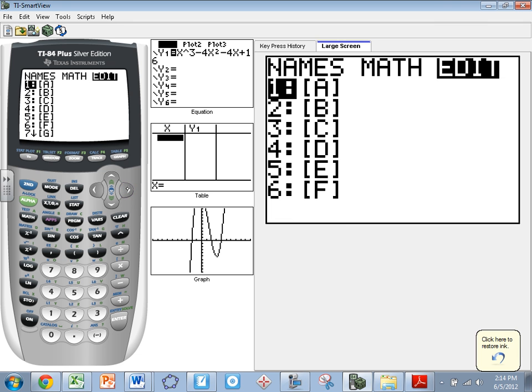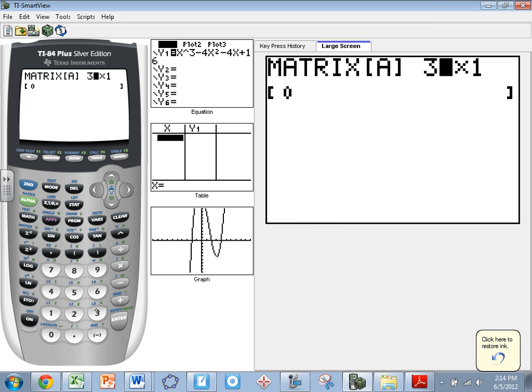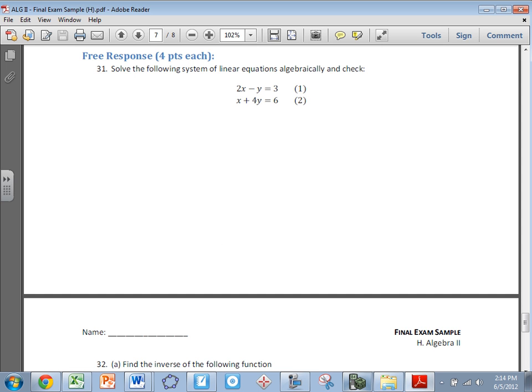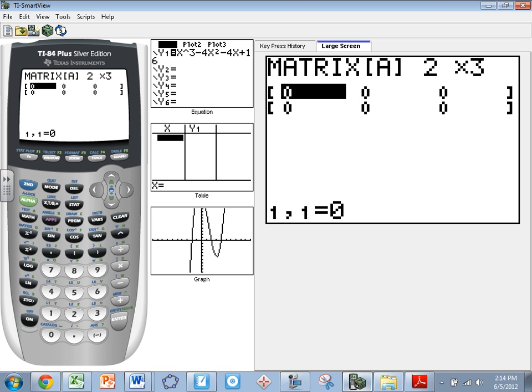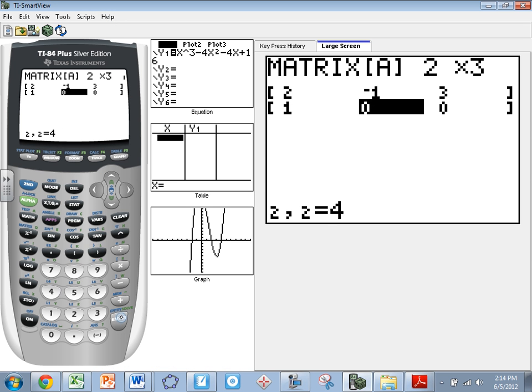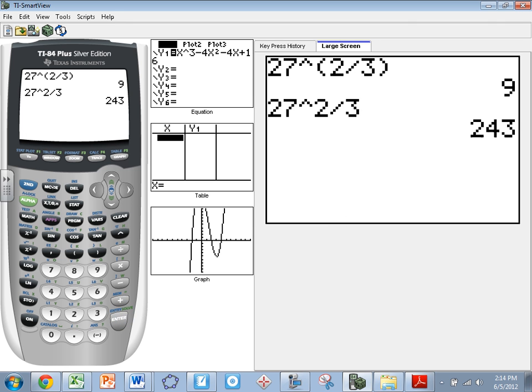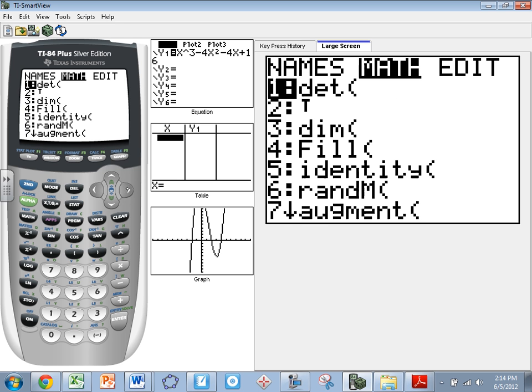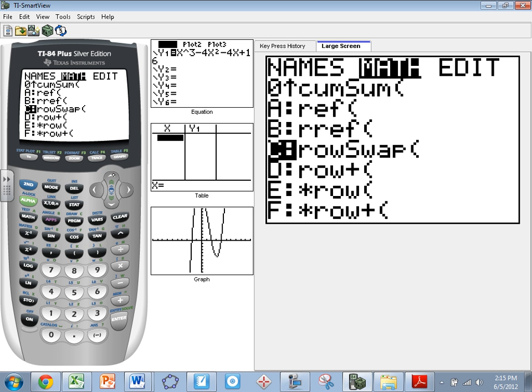I'll go over to edit. This is a 2 by 3 matrix. Let's see where we're at. We got 2, -1, 3, and then we've got 1, 4, 6. 1, enter, 4, enter, 6, enter. Second quit. Clear out whatever's there just to be safe. Second matrix, over to math. RREF, I'm going to press up to get there quicker. And the letter B is there.